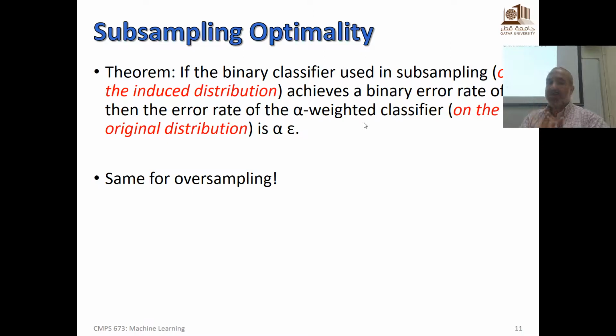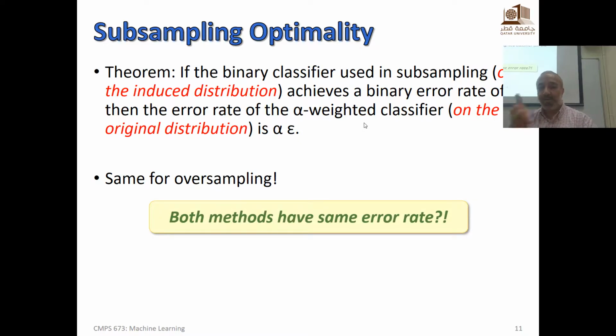Now, I have two questions. One is not on the slide and the other will be on the slide. The first one: why should we care about the original distribution if we already converted to the new distribution and used it? Yes, because that's the real life distribution, right? We are building that classifier to be used in reality, not just to be trained in an experiment. So when it is used in reality, this will be the error rate.